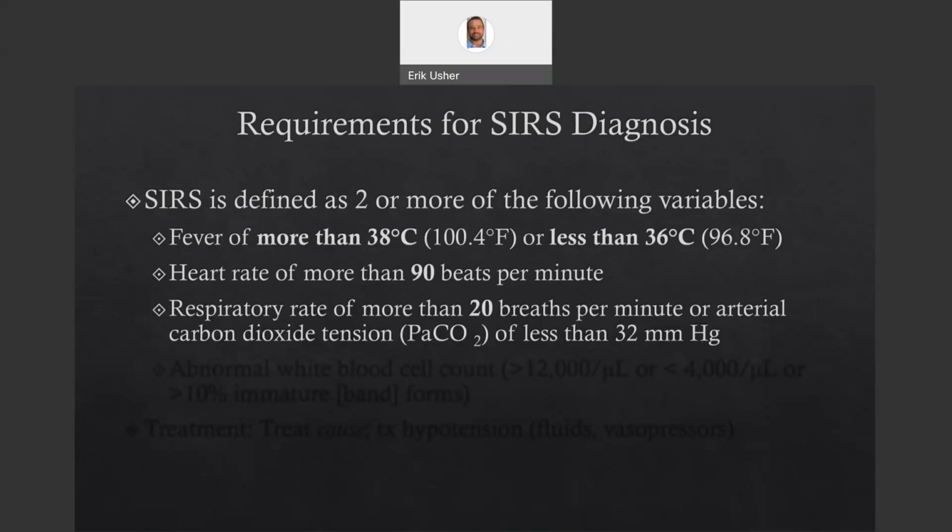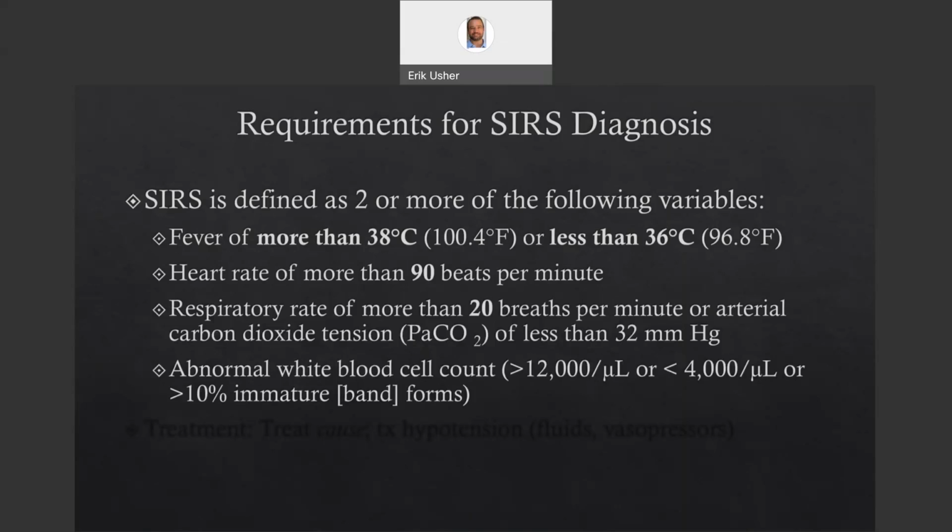Again, tachycardia is over 100. A respiratory rate of more than 20 breaths per minute, or arterial carbon dioxide tension, PaCO2, of less than 32. Again, those go hand in hand. If you're breathing faster, you're blowing off more carbon dioxide, so it drops.